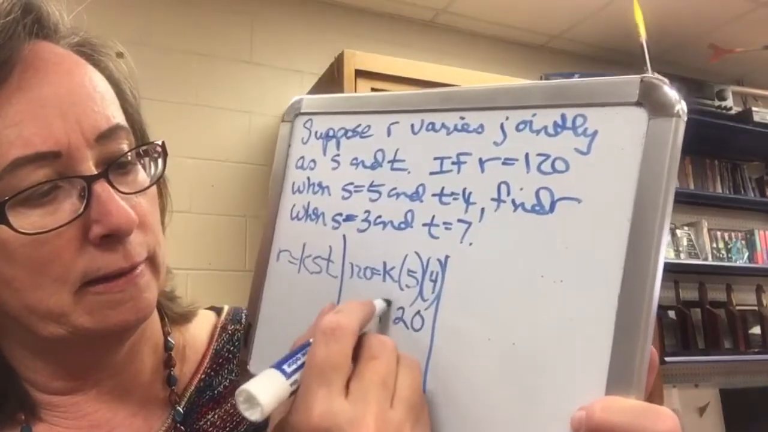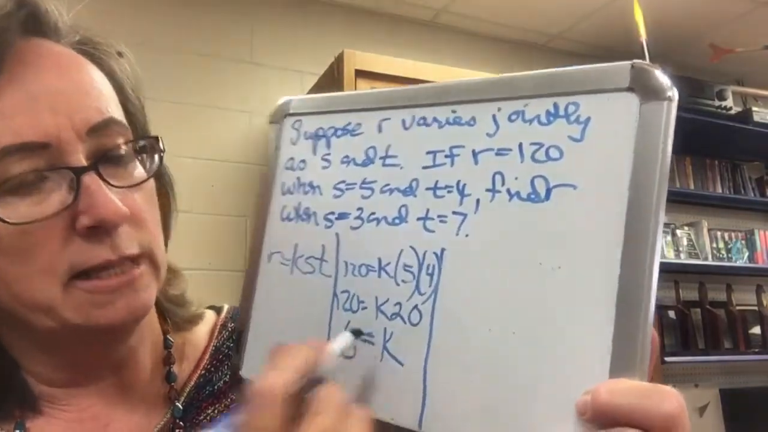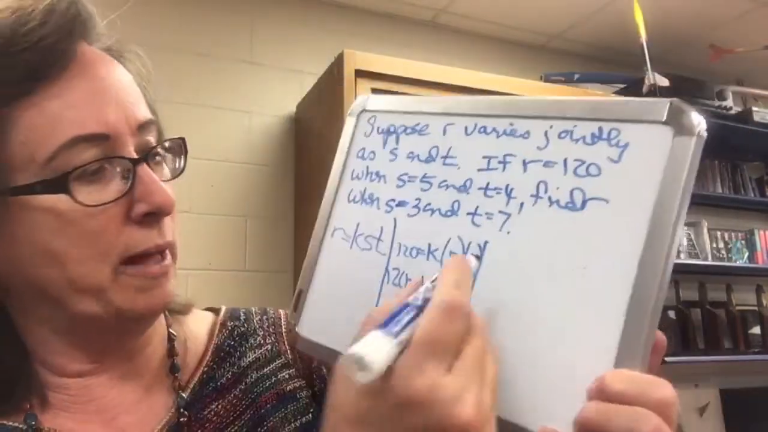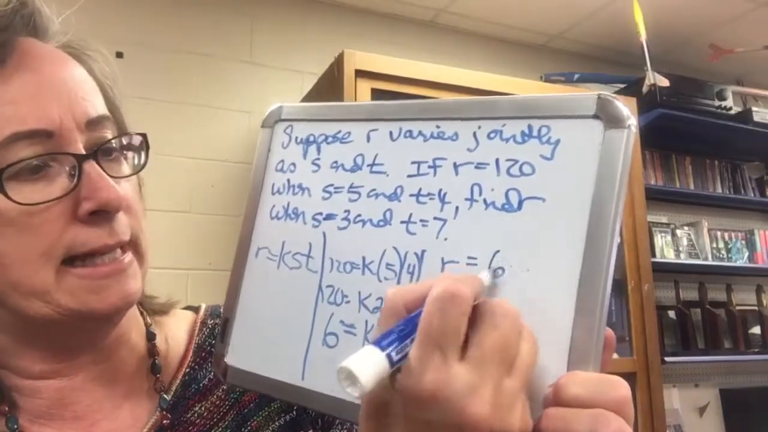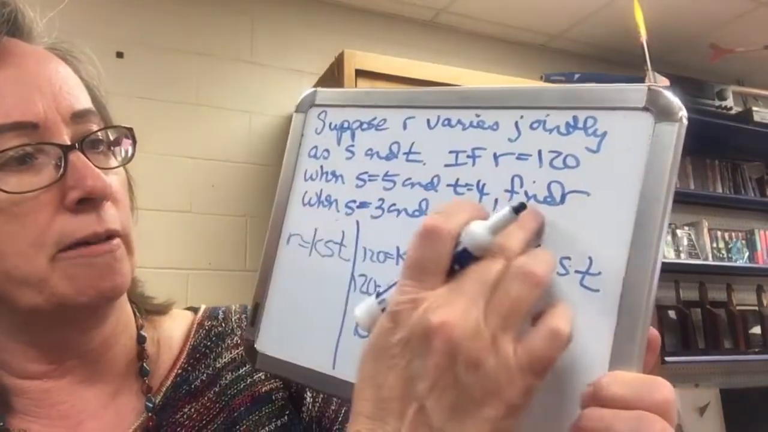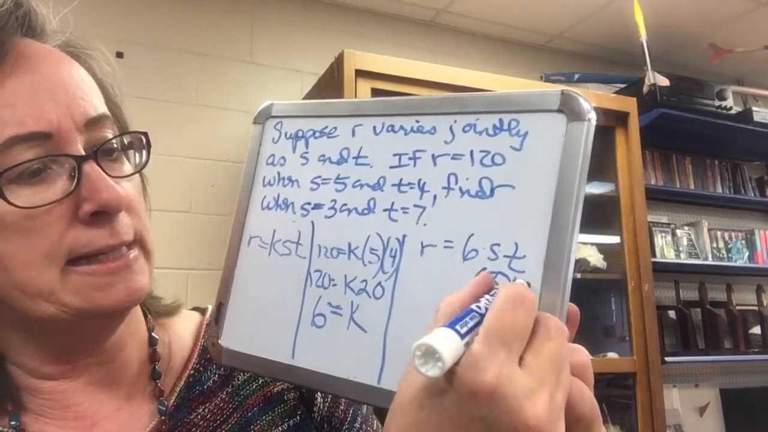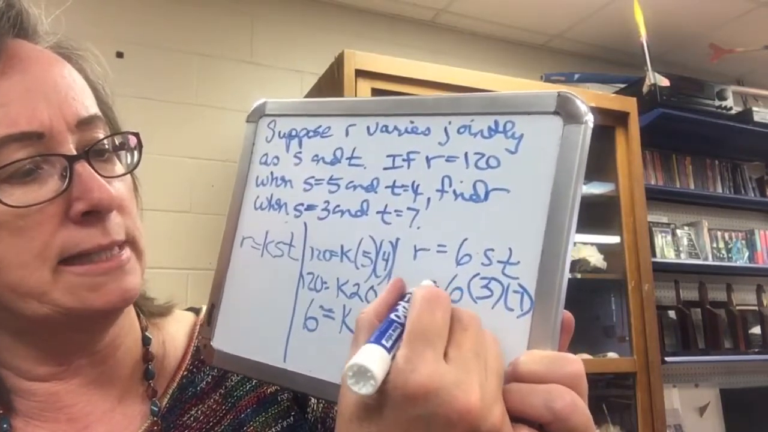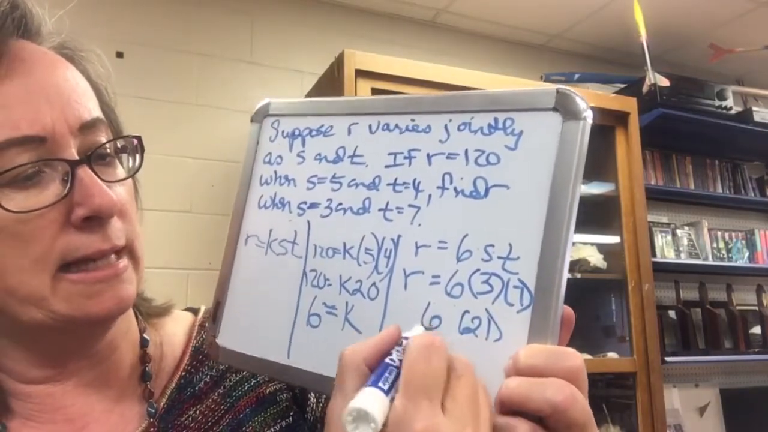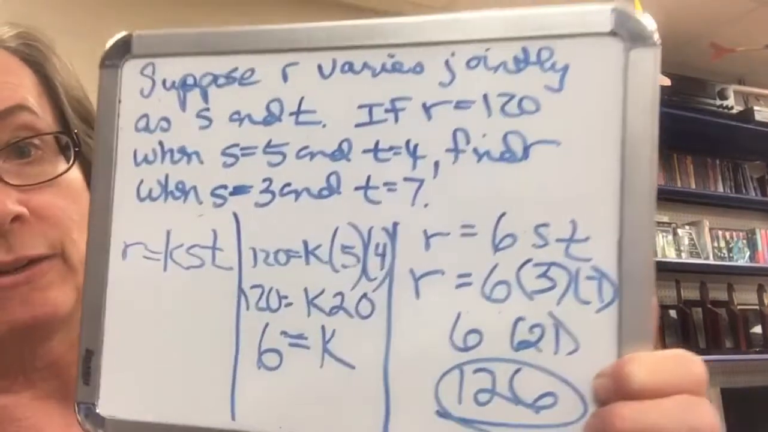and that means that k would be 6. So then once I find that k is 6, I'm going to go and rewrite my equation here with a 6. So I'm going to have r is 6st. So now, last step, answer the question. Find r when s is 3 and t is 7. s is 3, t is 7, and my constant was 6. So r is going to be 21 times 6, which is going to be 126. And that is the correct answer.